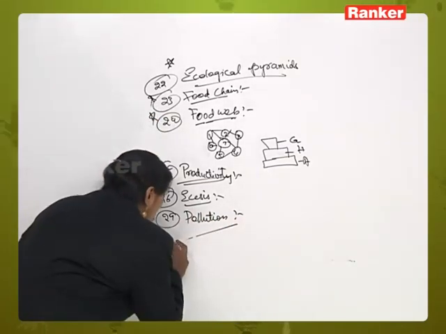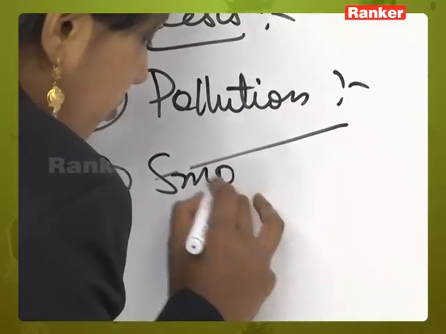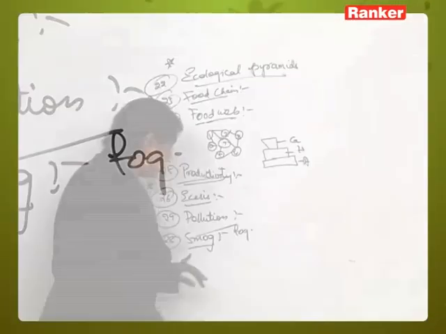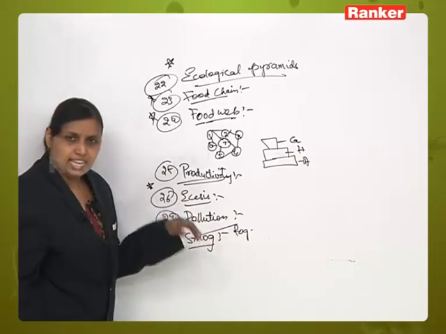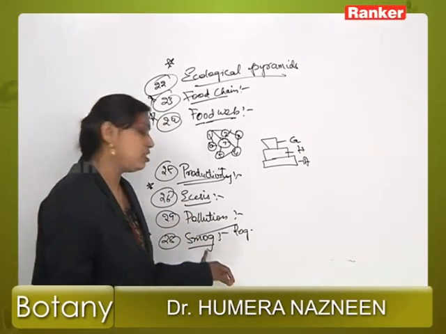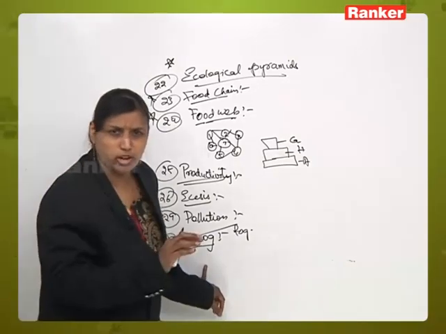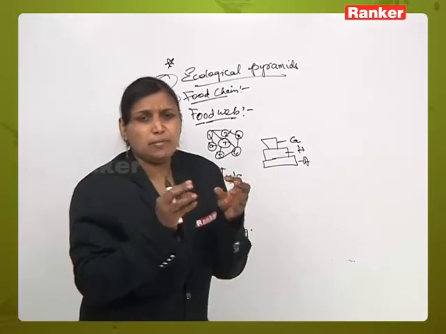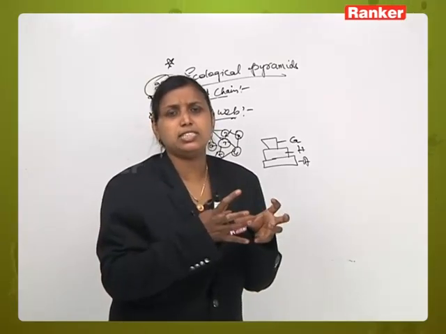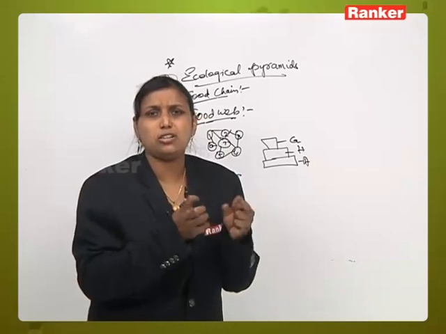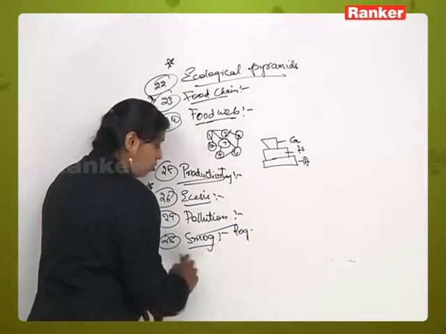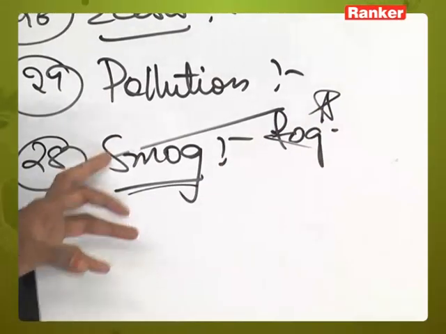Next, what is smog? A fog which becomes darker and thicker because of dust and smoke is called smog. Fog is different, smog is different. Smog is a much thicker and darker form of fog, which has become so because of a lot of dust and smoke in it. So the fog is different and the smog is different.